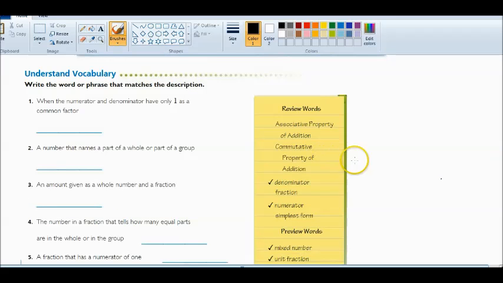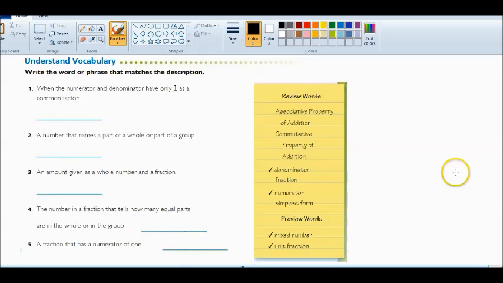Understand vocabulary. You do know that in order to be successful in math, math is a language, just like French and Spanish and English, and if we don't understand the vocabulary, then it's very difficult to understand the problems using that vocabulary. So let's take a look. It says write the word or phrase that matches the description. Here is our word bank here. You may use any of these words at any time to be able to answer the questions properly.